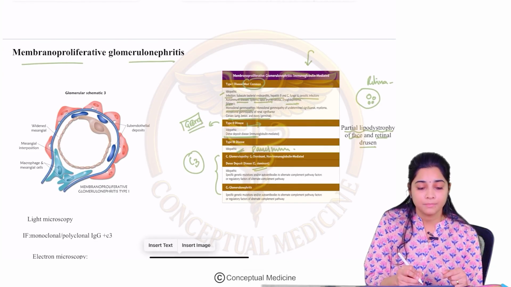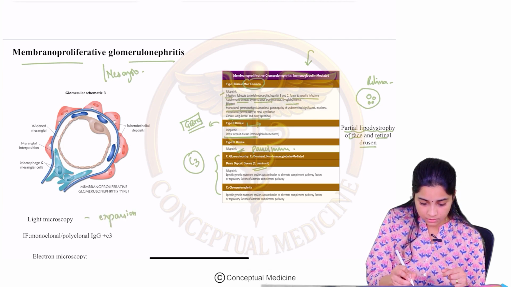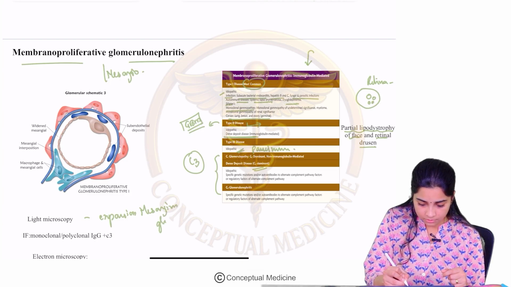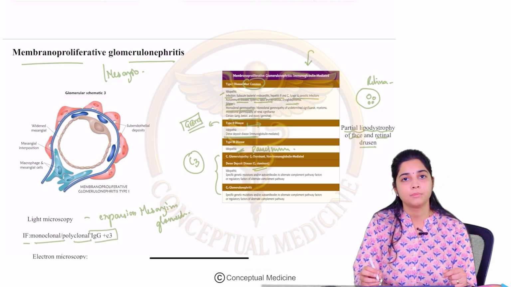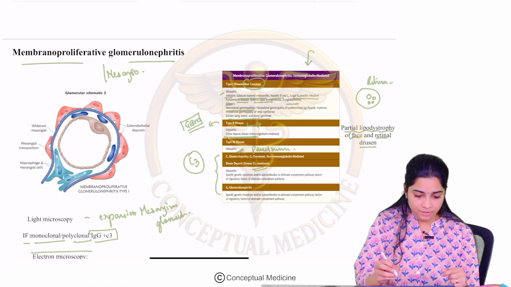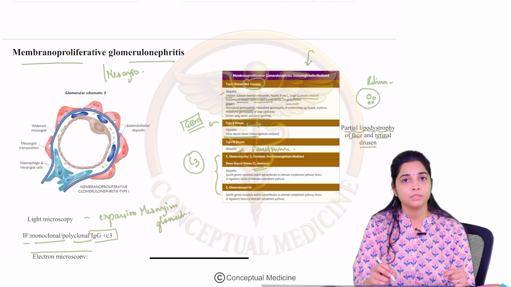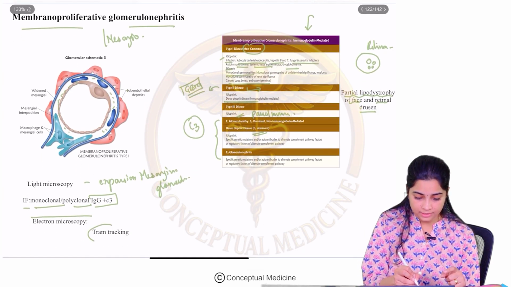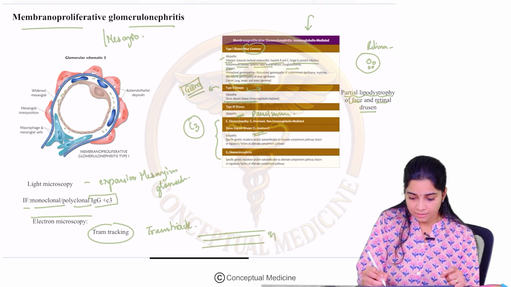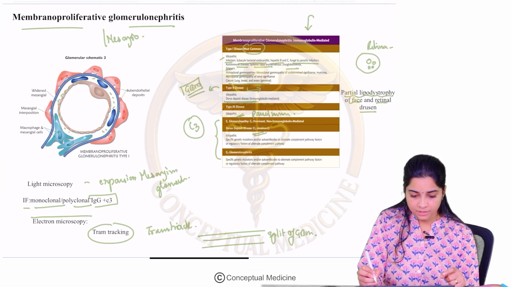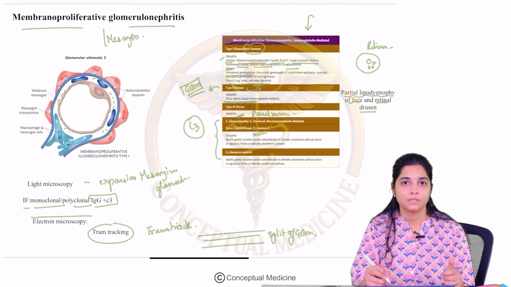Fine, okay. So, on your light microscopy, what will you see? It is membranoproliferative or mesangioproliferative. So, there will be expansion of both mesangium and the glomeruli. In your immunofluorescence, you will have monoclonal or polyclonal deposition of immunoglobulin G and C3. In your electron microscopic finding, you predominantly have subendothelial deposits, and this results in what we call the tram track appearance. The glomerular basement membrane appears split, but the deposits are not in the GBM, that's why it's not a GBM disease.